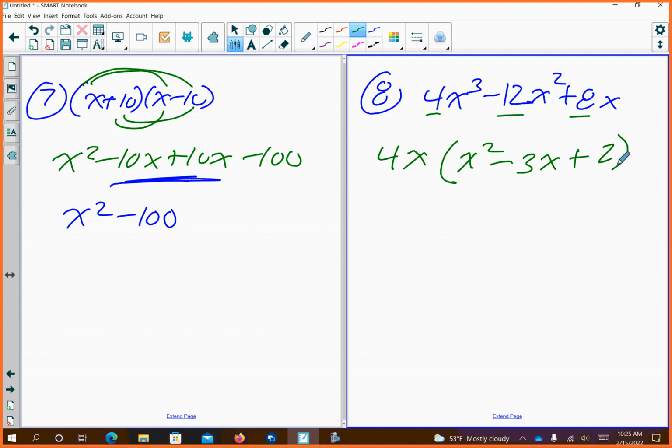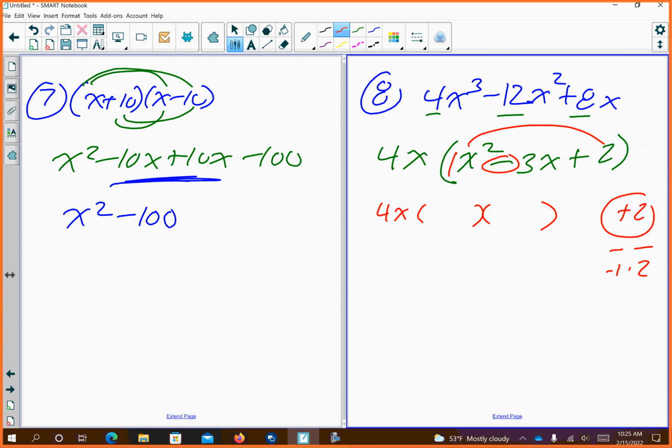So, theoretically, this would factor a little bit further. So this 4x is going to come down, and our answer is going to look like this. But I'm going to go that times that. That gives me a positive 2. In order to get a positive, I need the same sign. So they'll both be negative because I have this negative sign here. 1 times 2. If 1 and 2 are both negative, if I add them together, do I get negative 3x? I sure do. Okay, so I'm going to do that work down here.